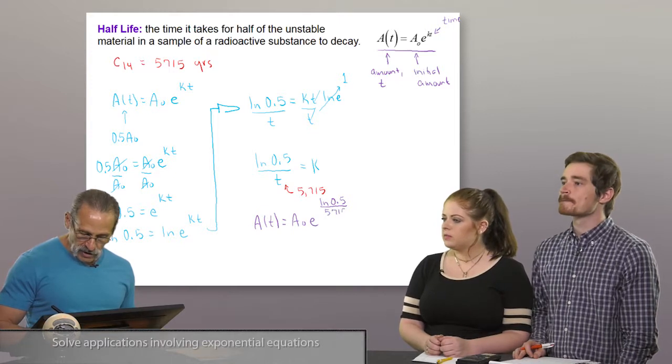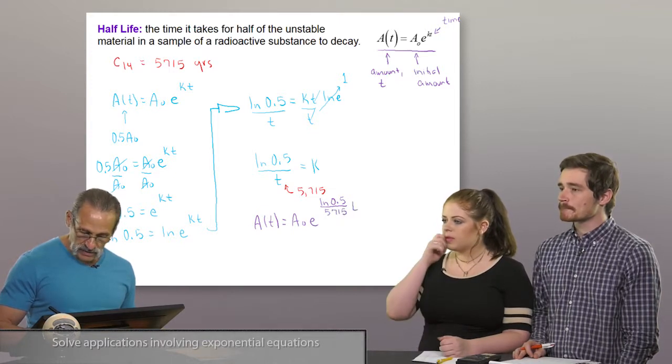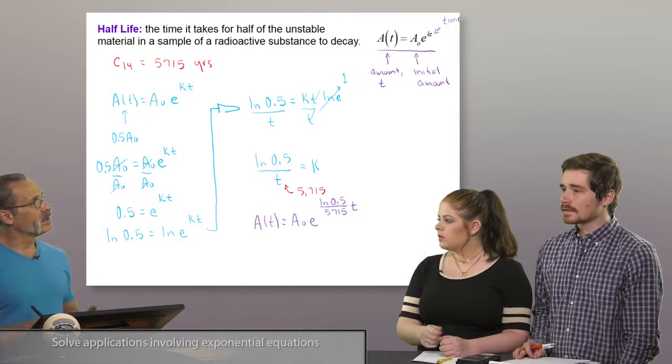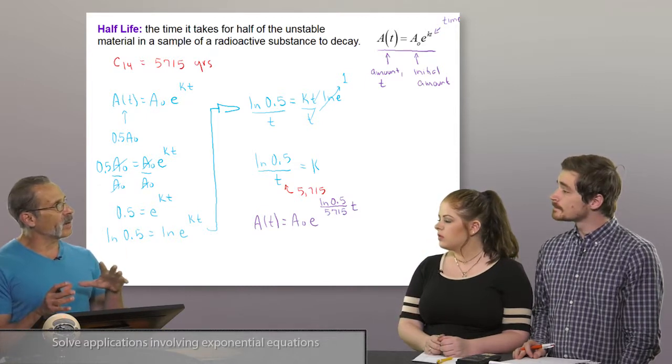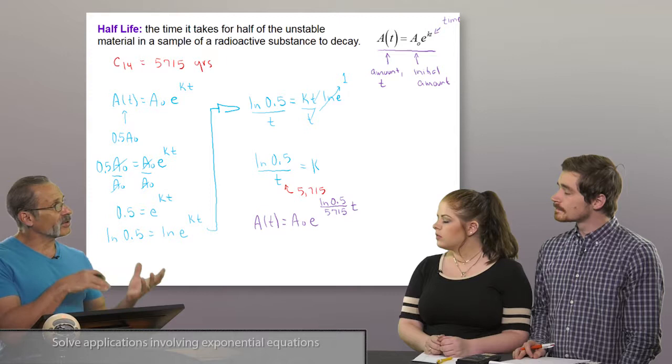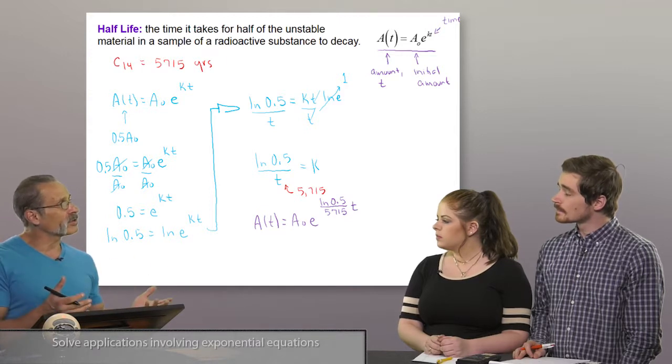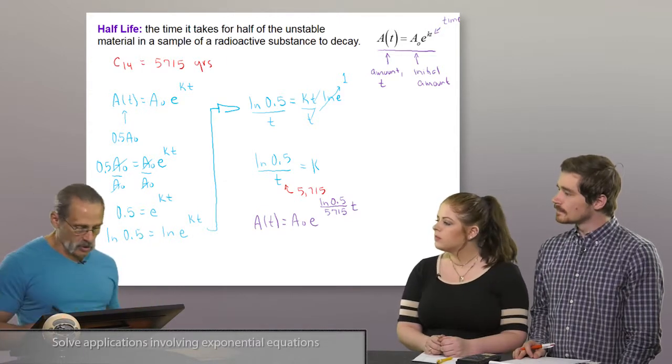5,715. Very good. And then times? Times t. T for time. So if I go ahead and put in any time, I can figure out how much of that material is there if I knew, say, the initial amount, if we're using carbon-14, that is.